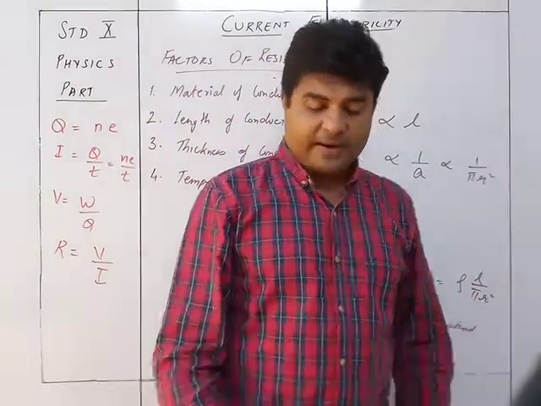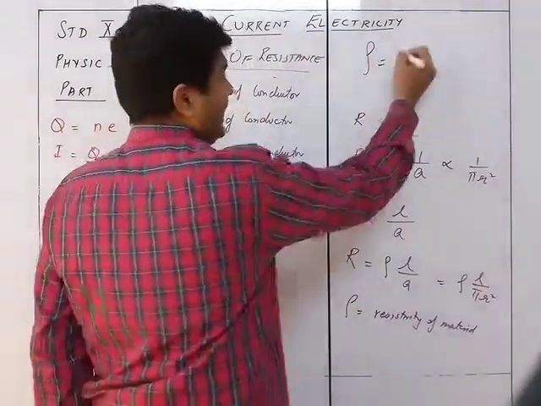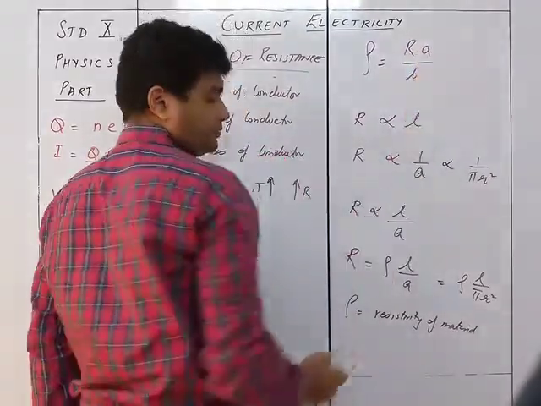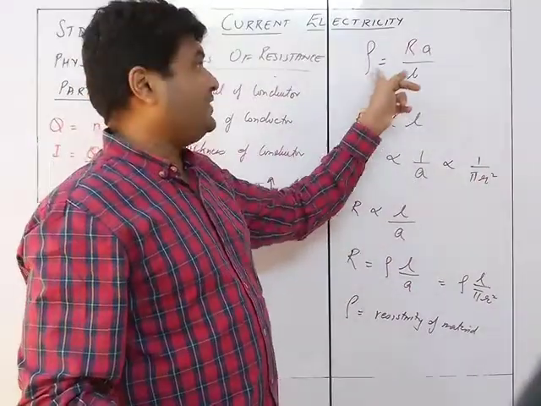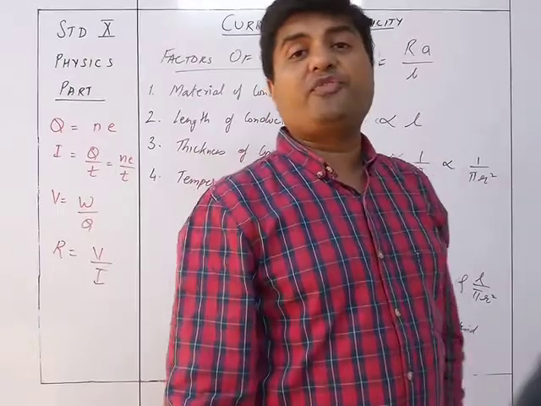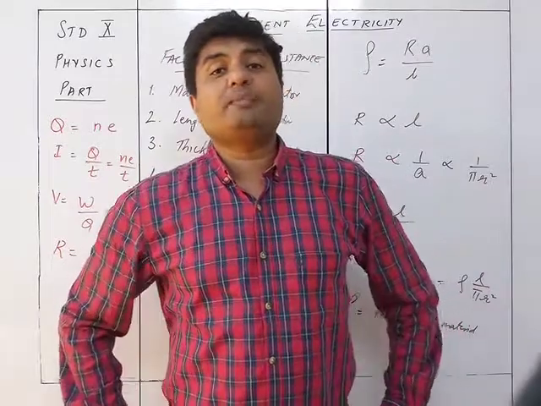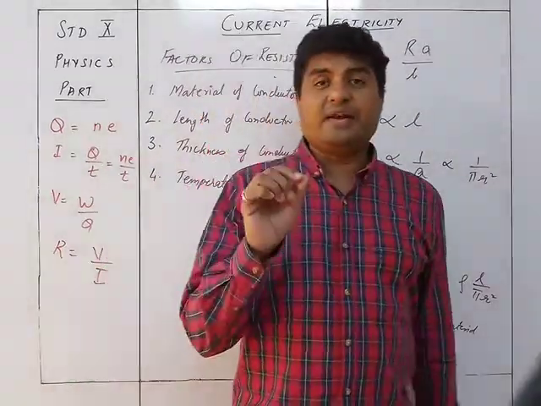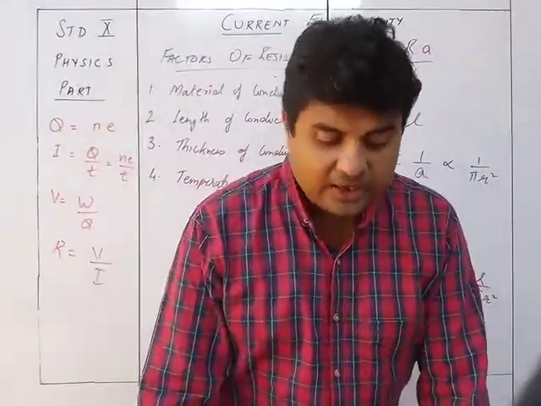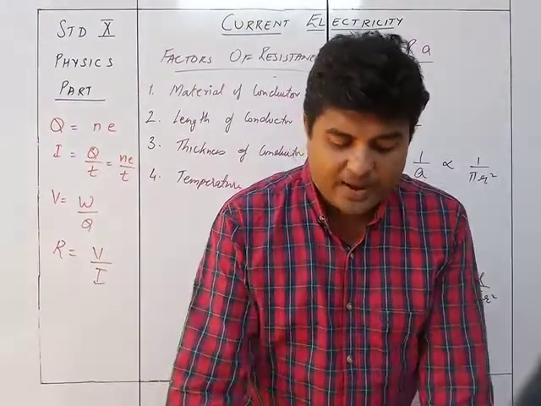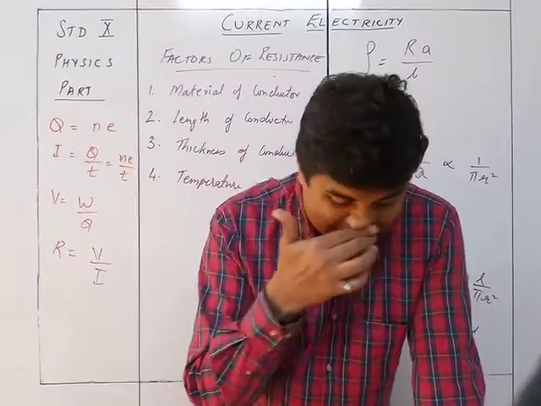So from the above relationship we get the specific resistance rho is equal to R into A upon L. So if L is 1 and A is 1, then R is equal to rho. That means the resistance of a wire of unit length and unit cross-sectional area is the resistivity of that particular conductor. So the specific resistance of a material is the resistance of a wire of that material of unit length and unit cross-sectional area. That is very important.